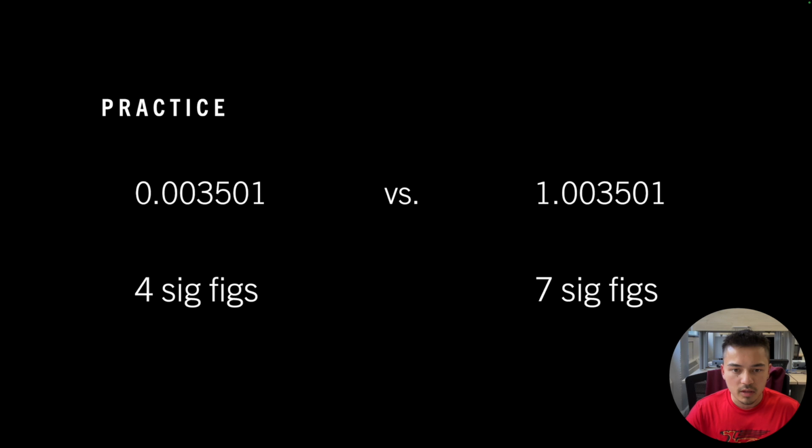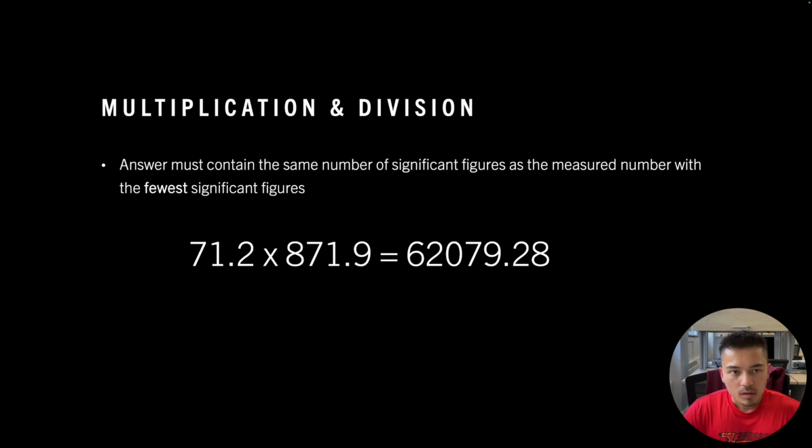As long as you can do this, you can then apply it to the rules for operations. So it can be for multiplication, division, addition, subtraction, and also logarithms. We're going to start by talking about multiplication and division. With this, the answer must contain the same number of significant figures as the measured number with the fewest significant figures.